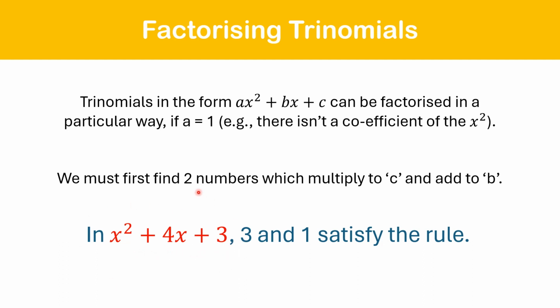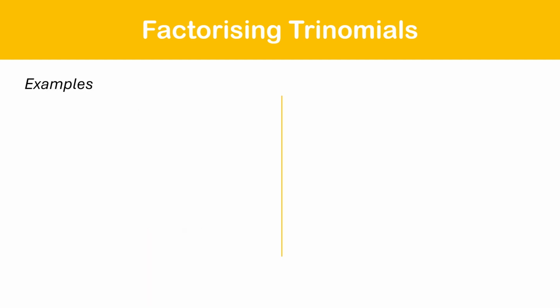We can pick two numbers that multiply to c, or in this case to 3, and add to b, in this case the 4. We can choose the numbers 3 and 1 because they satisfy the rule. 3 times 1 is 3, so it satisfies c, and they had to add to b. 4 is in place of b, 3 plus 1 is 4. So these two numbers satisfy the rule, and hence we would use them to factorise. Let's have a look at some examples of factorising trinomials.